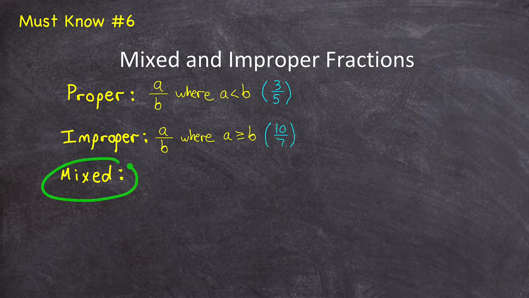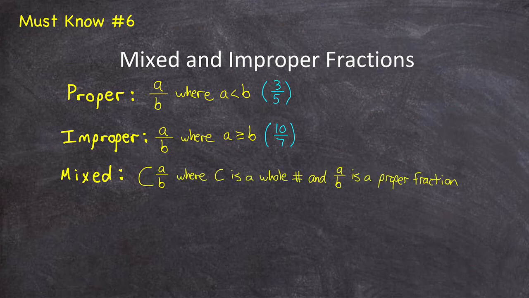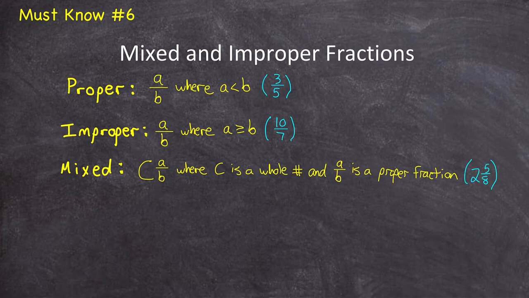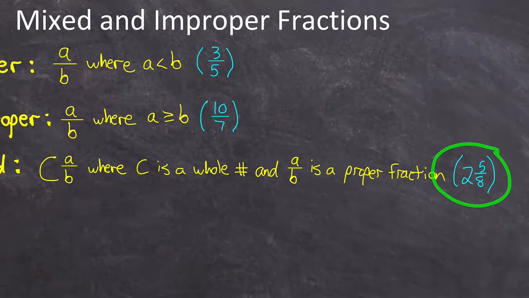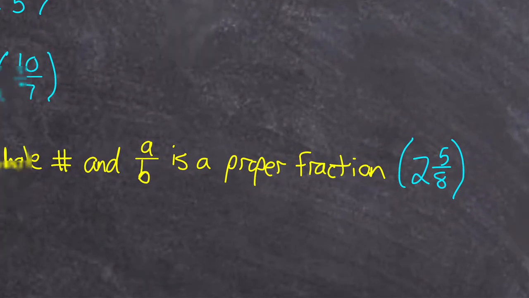And then a mixed fraction looks like this format, where we have some whole number c, and then beside it we have a proper fraction a over b. And then an example of a mixed number could be the number 2 and 5/8. And it's also worth noting that in this notation, let me zoom in a bit, this is not 2 times 5/8. It's actually 2 and 5/8, or a better way of putting it is 2 plus 5/8.